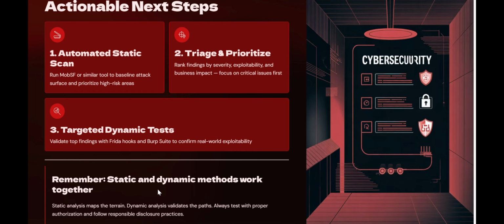A next actionable step is that an automated static scan triggers, prioritizes and targets the dynamic tests. Remember that static and dynamic methods work together: static analysis maps the terrain and dynamic analysis validates the path. Always test with proper authorization and follow responsible disclosure practices, and please take this content in an ethical way, for educational purposes only.